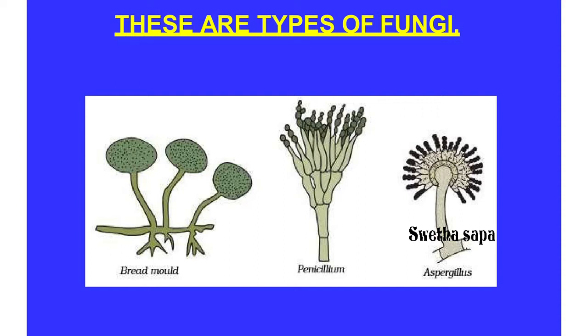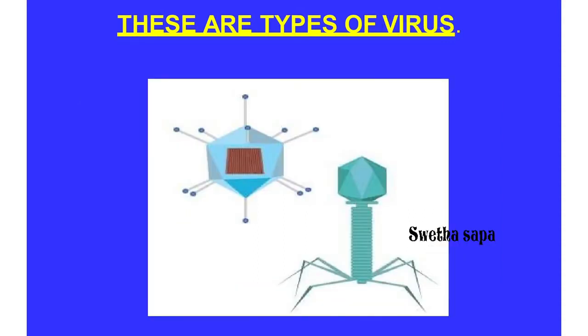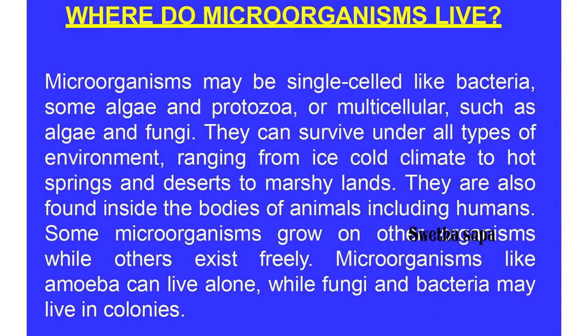So the viruses also have different shapes. Examples include smallpox and chickenpox viruses. So where do these microorganisms live? Microorganisms are generally single-celled or multicellular. So single-celled organisms include bacteria, algae and protozoa, and multicellular organisms are algae and fungi.